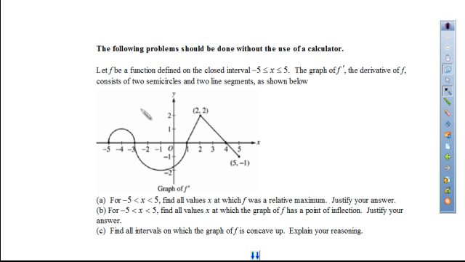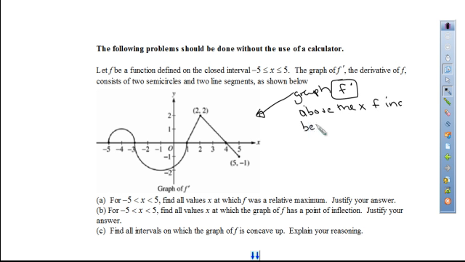The next problem says, let f be the function defined on the closed interval from negative 5 to 5. The graph of the derivative consists of two semicircles and two lines as shown below. So we are given the graph of the derivative. This is important because remember, if we're looking at the derivative, anything above the x-axis means f is increasing. Anything below the x-axis means f, my original function, is decreasing, because we're looking at the graph of the derivative.